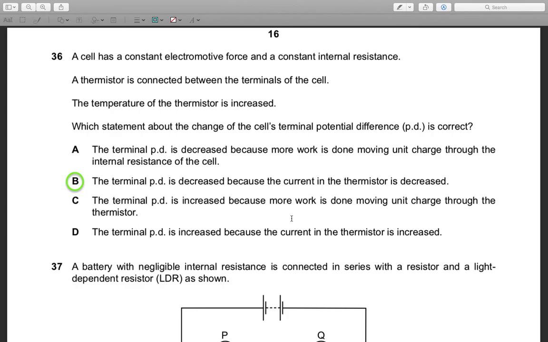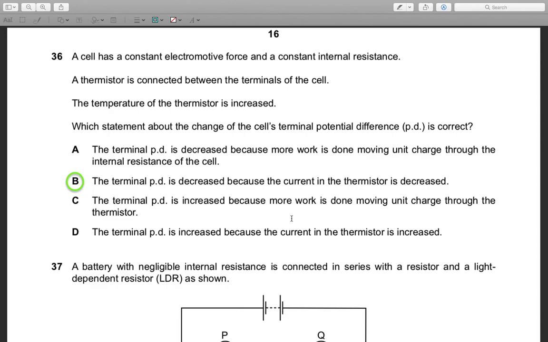Before we made the videos, I answered every single question. A: the terminal PD is decreased because more work is done moving unit charge through the internal resistance of the cell. No, because the work done moving unit charge, the potential is not decreased, but the potential difference is still the same as before.